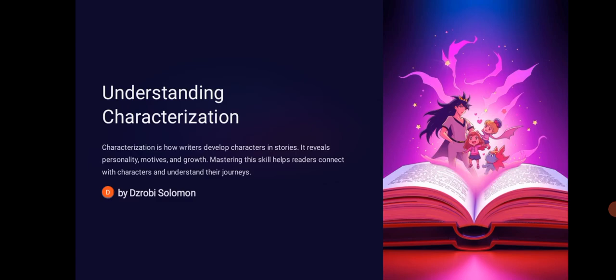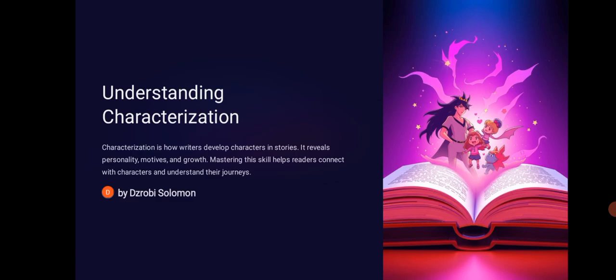characterization is all about. So if you look on the screen, characterization is how writers develop characters in stories. Characterization reveals the personality of the characters, their motives and growth. Mastering this skill helps readers connect with characters and understand their journey. One very interesting thing that I want you to bear in mind is that you cannot appreciate a text properly if you do not grasp a deeper understanding of what characterization is all about, because the motives, the actions, the inactions, the reactions of characters in a story are all embedded in what we call characterization.